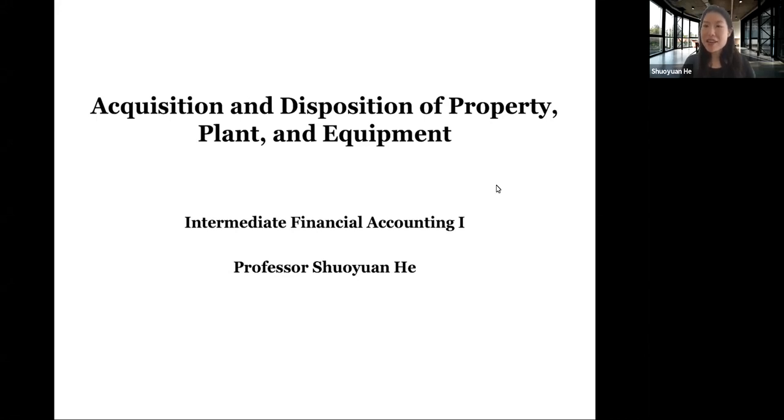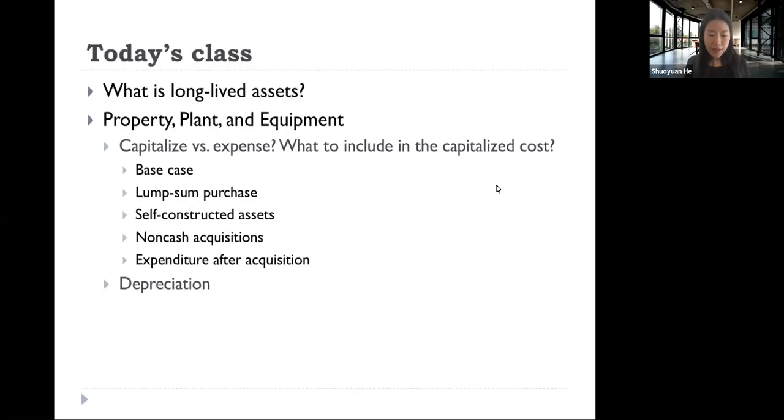So in this and the next class, we're going to talk about PP&E, which is property, plant, and equipment. And here is the plan for today's class. In order to talk about PP&E, we need to first talk about what is a non-current asset. And after that, we're going to move to PP&E.